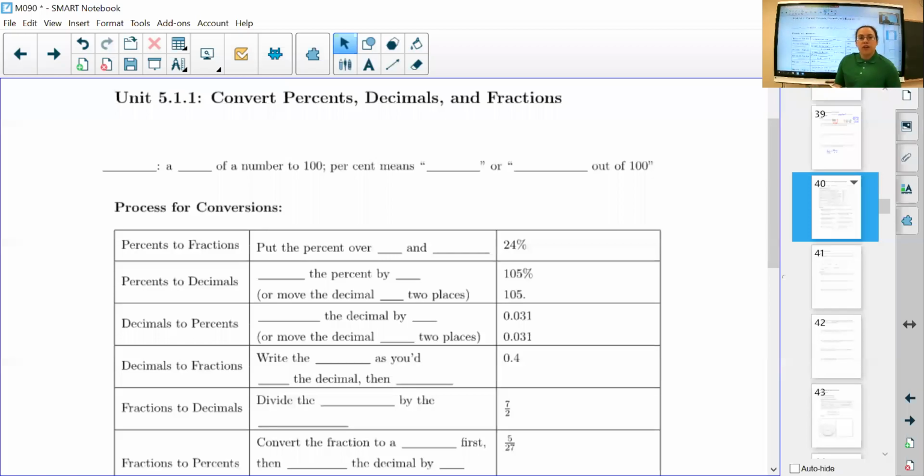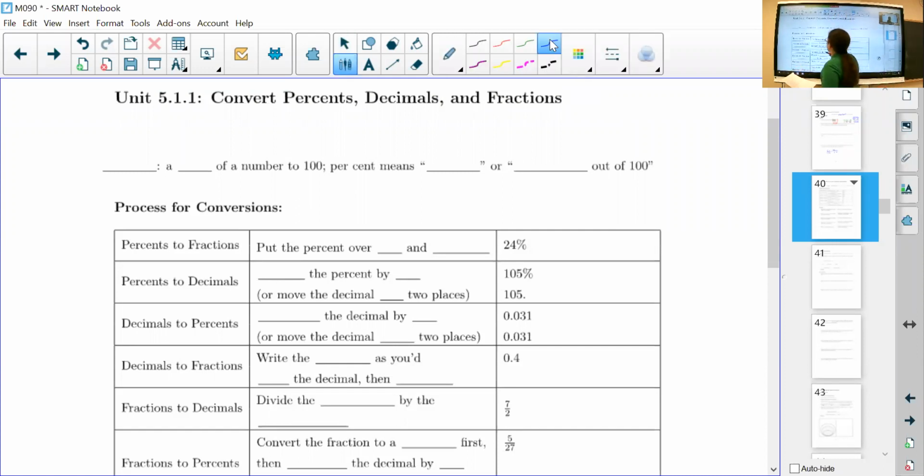All right, let's take a look at page 40, converting percents, decimals, and fractions. So we've talked about decimals and fractions already. Percent is just a ratio of a number to 100. Percent means per 100, cent like a century or the number of cents in a dollar, or how many out of 100.